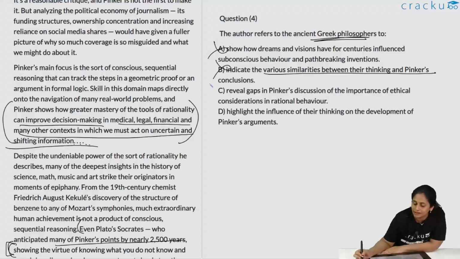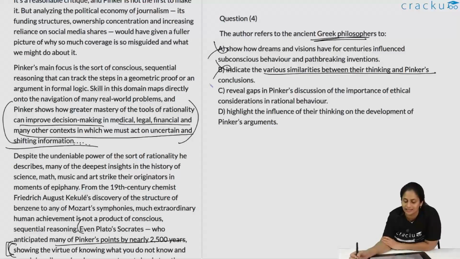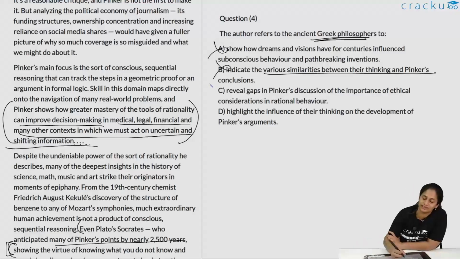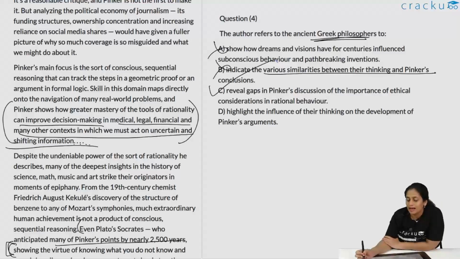Reveals gaps in Pinker's discussion of the importance of ethical considerations in rational behavior. This is the reason why he uses the Greek philosophers, that the Greek philosophers agree with this, and they in fact thought of your points 2500 years before you wrote your book. But they recognize what you failed to recognize. What did they recognize? The importance of ethical education. They highlight the gaps in Pinker's book by showing what these guys recognize but which Pinker failed to recognize as such. So C is the right answer. Highlight the influence of their thinking on the development of Pinker's arguments. So the author is not saying that Pinker was influenced by them. We do not know whether Pinker read them and then wrote his book.